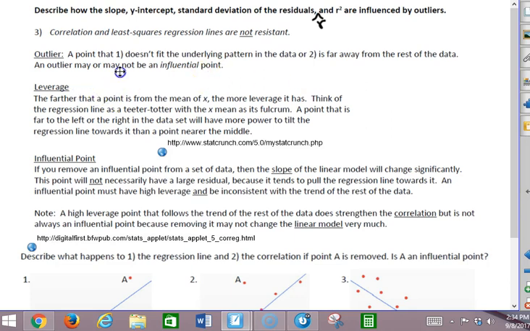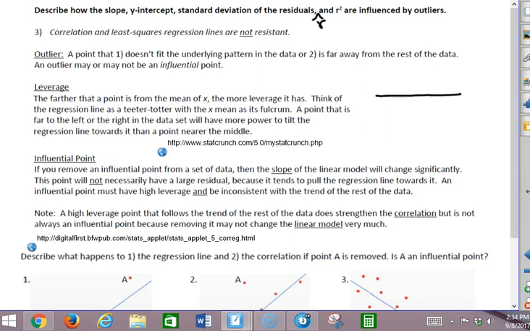So first of all, there are two types of outliers: a point that doesn't fit the underlying pattern in the data, or a point that is simply far away from the rest of the data but actually does fit the underlying pattern. An outlier may or may not be an influential point. So here's what we mean by leverage.